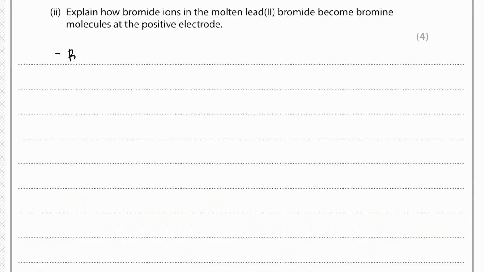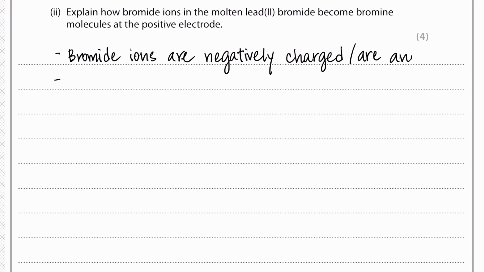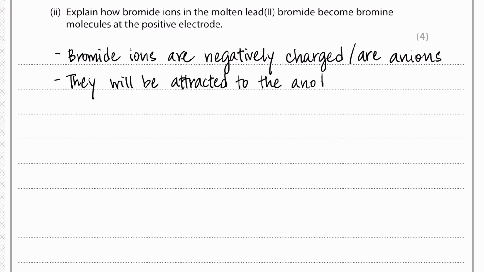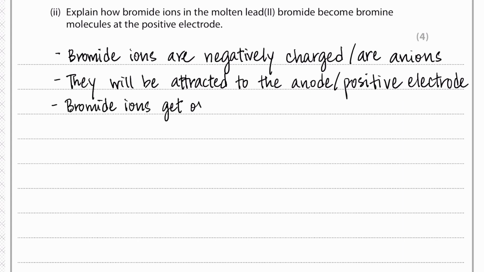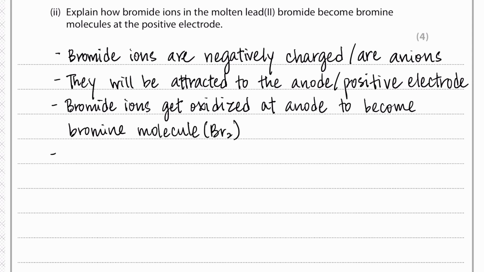We can even answer this question by writing the half-ionic equation. But I digress. To formally answer this question and to score the marks, we have to spell everything out. First, bromide ions are negatively charged, or are anions if you're feeling fancy. Then we have to state that they will be attracted to the anode, the positive electrode. And at the anode, the bromide ions will lose electrons or get oxidized to become the bromine molecule. And this is where you can also write the half-ionic equation, like so. That last point is actually worth 2 marks. And that's part 2 done.